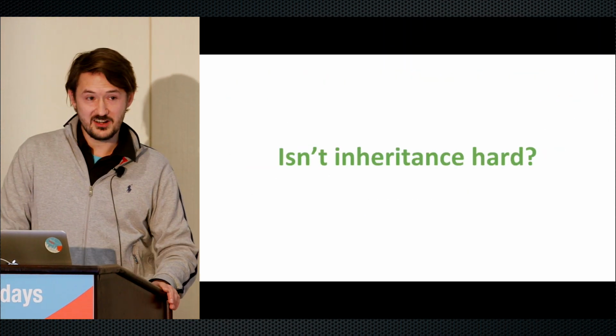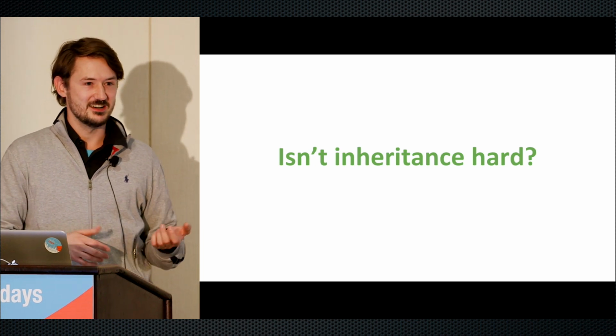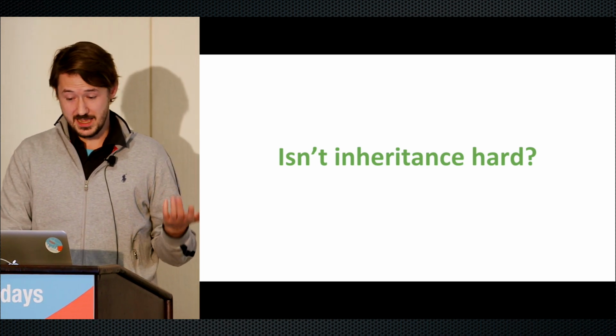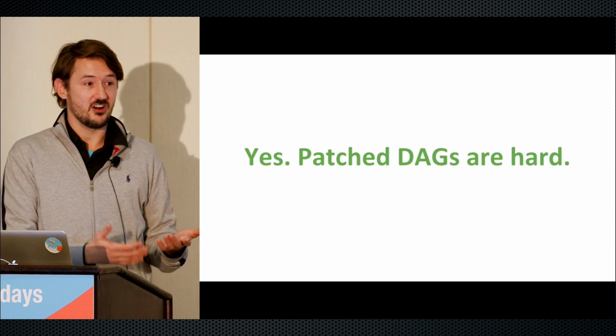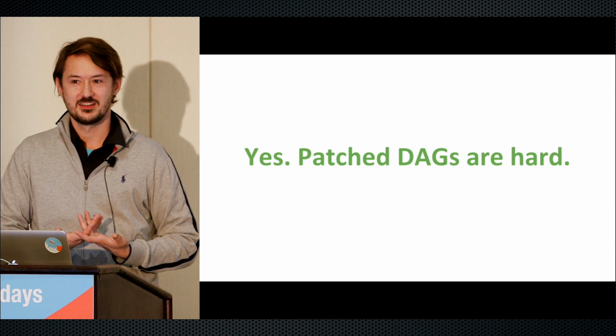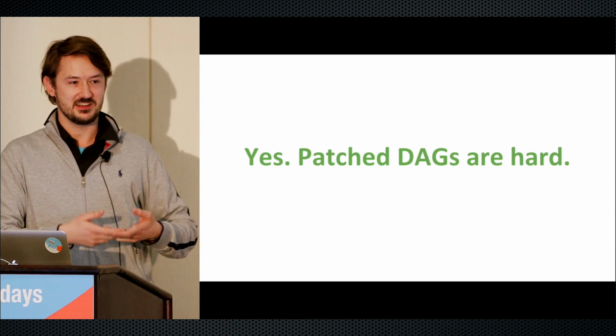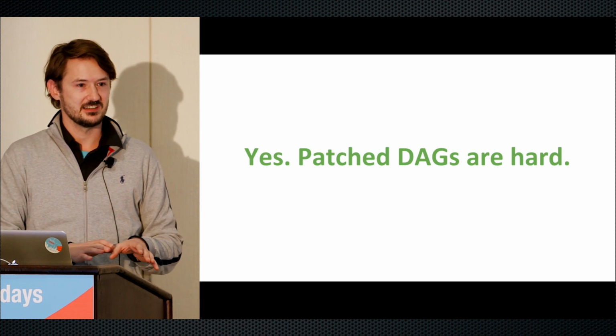Okay, so isn't inheritance hard? Isn't that the thing that we try to avoid because it's really hard? Because patched DAGs are hard, and when you can avoid them, you should avoid them. The problem is that builds classically are patched DAGs, so there is no completely running away from this.